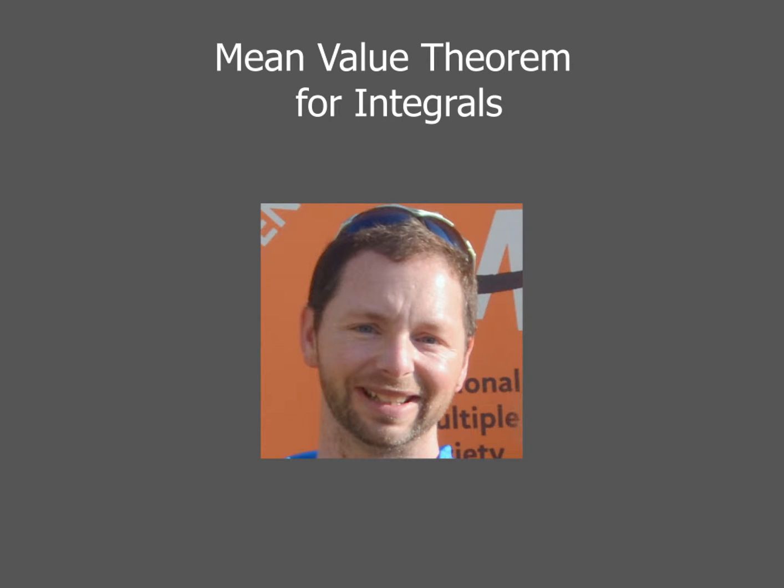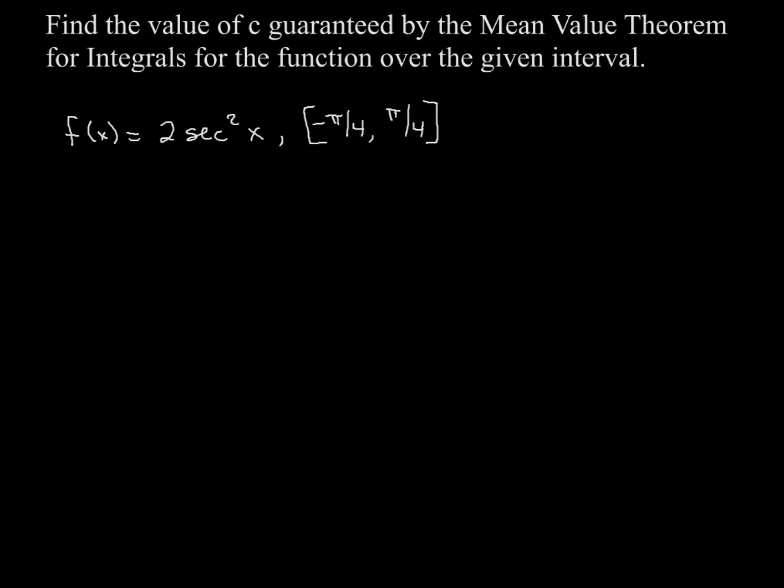Today, this is Mr. Muscarella coming at you with an example of the mean value theorem for integrals. A lot of times you'll be presented with a problem like this: find the value of c guaranteed by the mean value theorem for integrals for the function over the given interval. So we've got our function f of x equals 2 secant squared x from negative pi over 4 to pi over 4, that closed interval.